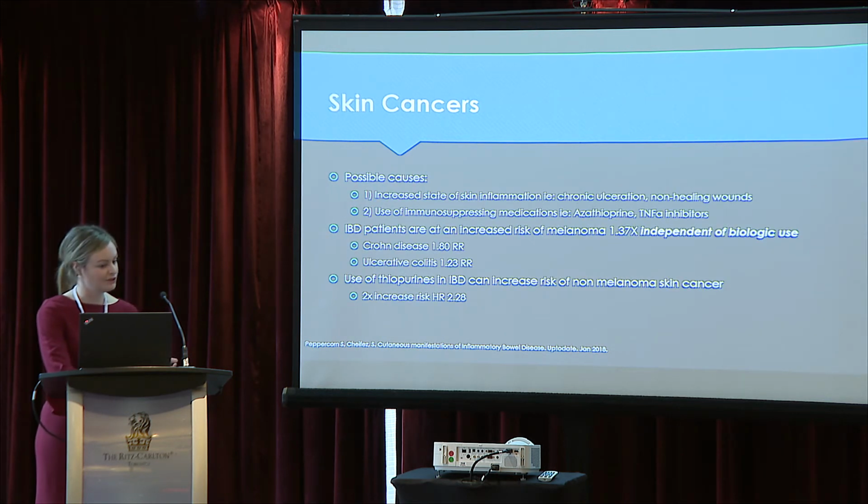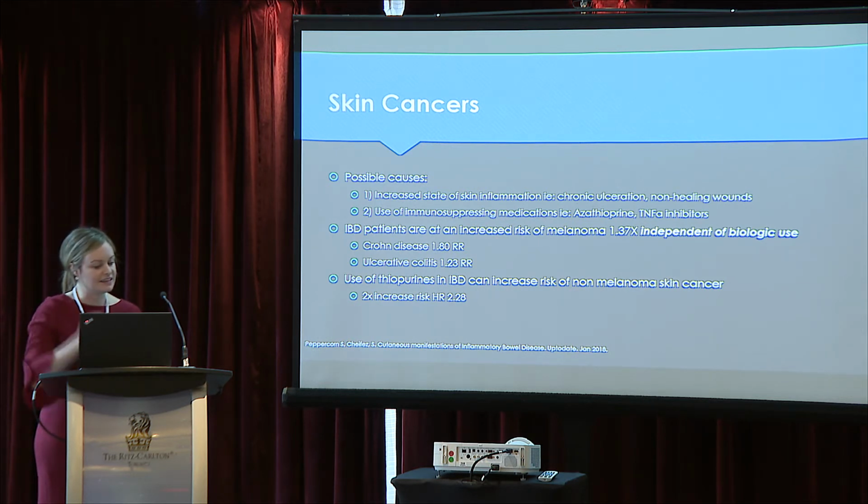And then both of the earlier presenters alluded to an increased risk of skin cancer in Crohn's or colitis patients. And it's thought to be possibly for two reasons. One is that chronic increased state of inflammation, like non-healing sores, chronic ulcerations. If that's left unchecked for a long period of time, it can allow cancers to overgrow. And the second possible cause is the chronic use of different immunosuppressing medications, things like AZA or the TNF-alpha inhibitors that could predispose someone to non-melanoma and melanoma skin cancers.